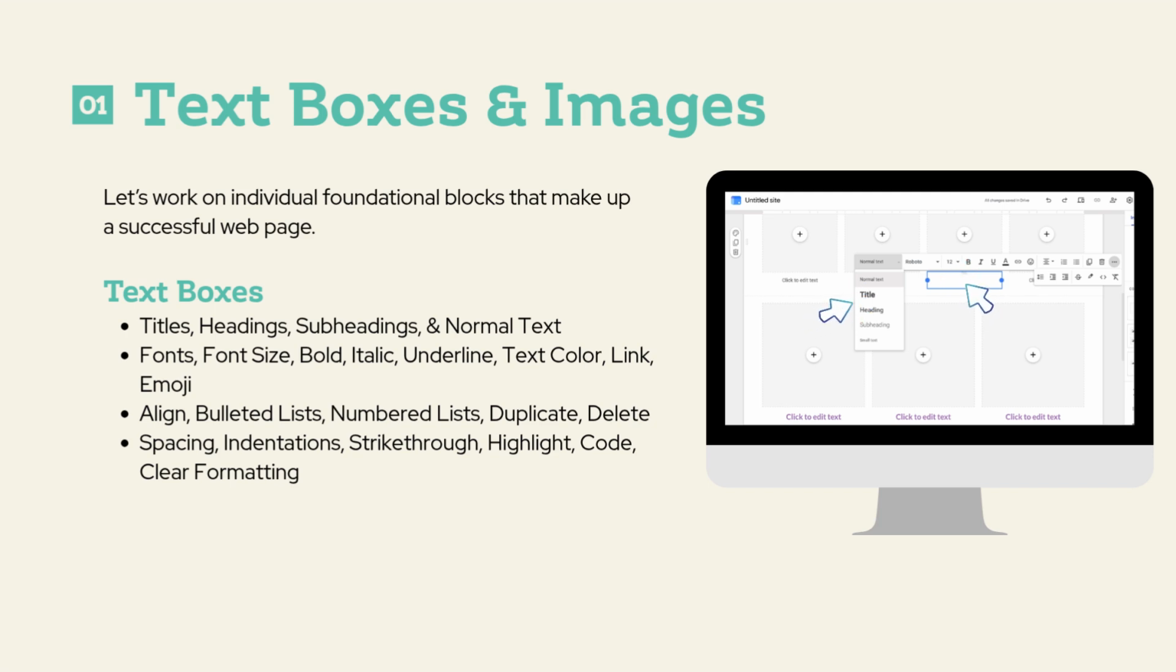When inserting text, Google Sites gives you a full formatting toolbar. Your first priority is establishing a clear text hierarchy using titles, headings, subheadings, and normal text. Beyond that, you have total control over the styling, from fonts and sizes to adding quick links and emojis. You can easily adjust alignment, create bulleted or numbered lists, or duplicate and delete blocks to save time. For advanced styling, the toolbar also includes spacing, indentations, text highlighting, and even a clear formatting button if you need to start fresh.